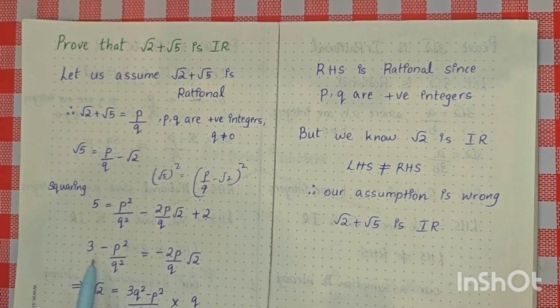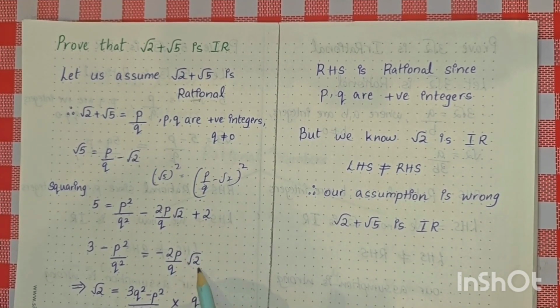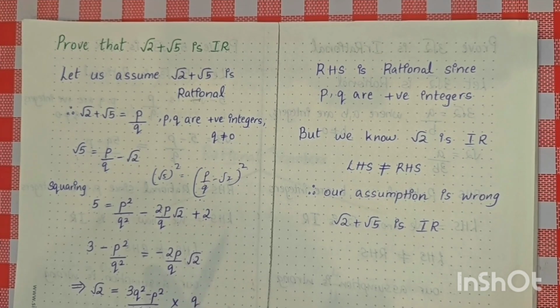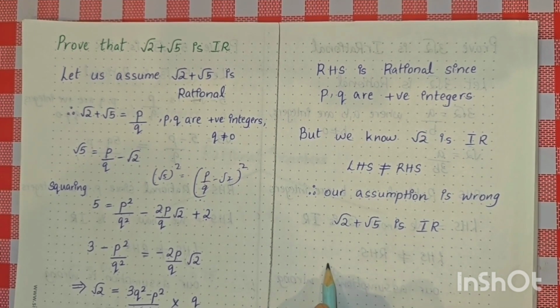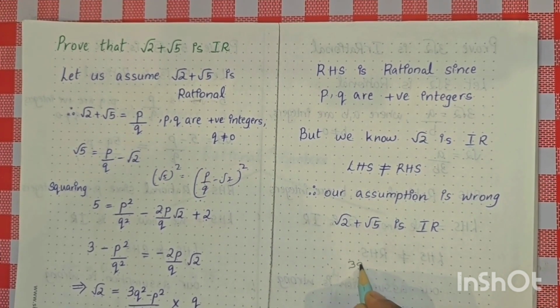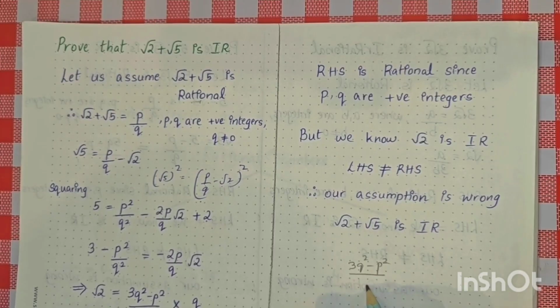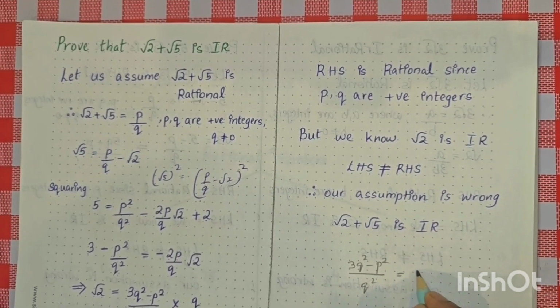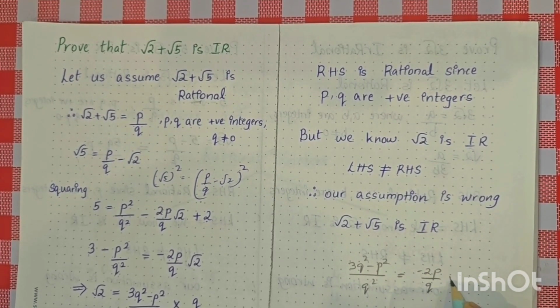take the LCM here, (3q squared minus p squared) by q squared here. Then cross multiply, because you have to keep only this root 2 on one side. Only this root 2 you have to keep on one side. So you have to bring all the others. So before cross multiplying, you have to take (3q squared minus p squared) by q squared. And then see, it will be like this: (3q squared minus p squared) by q squared is equal to minus 2p by q root 2.